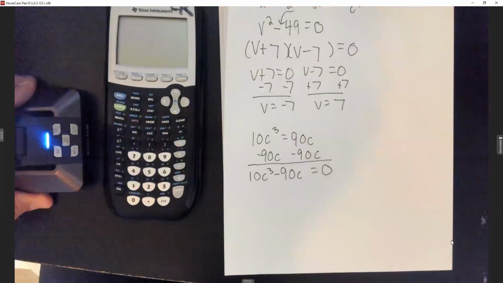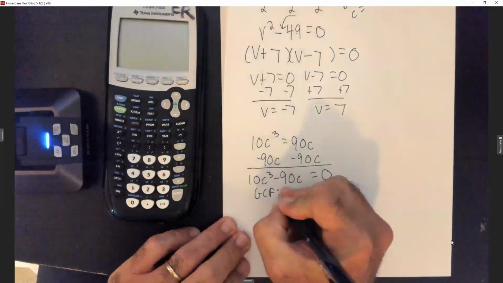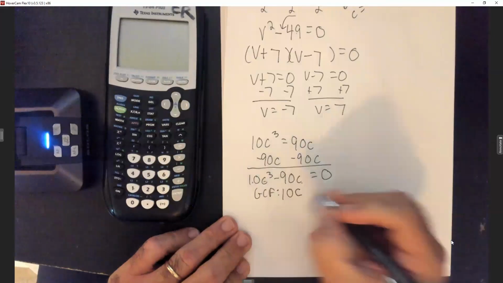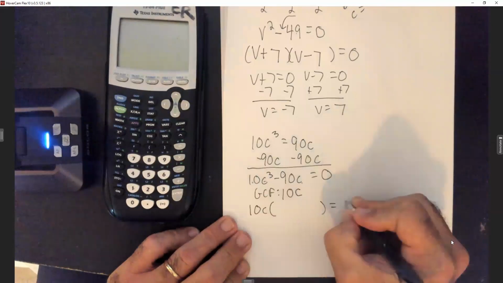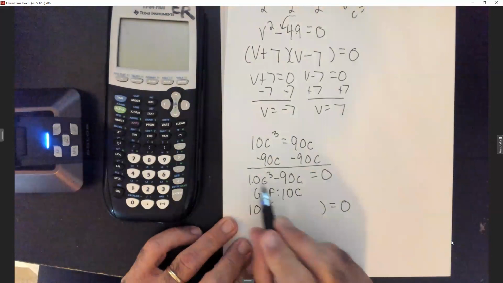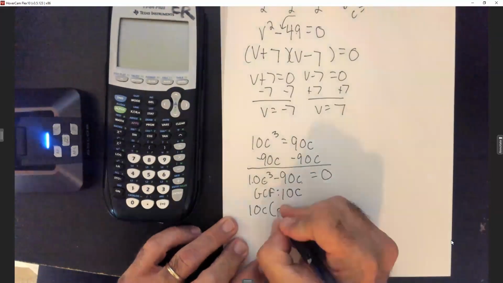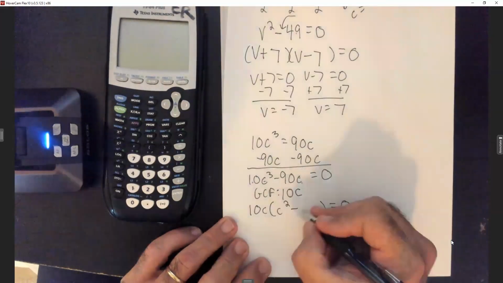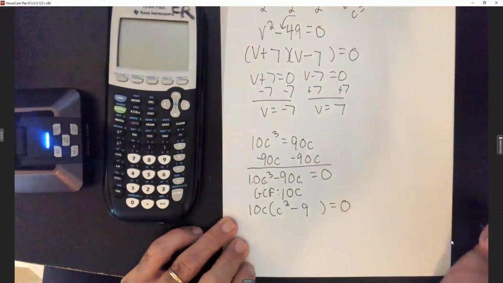All right, so remember, you've got GCFs in here. Both of these have a 10 in these numbers, and both of these have at least a c in them. So since the 10c will be my GCF, I'm going to divide both of these by the 10c and put that answer here. So 10 divided by 10 is 1. c cubed divided by c leaves me a c squared, minus 90c divided by the 10c leaves me a 9, because those c's cancel. So now you've got a 10c here.